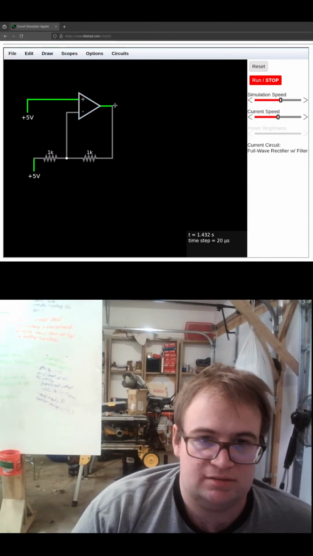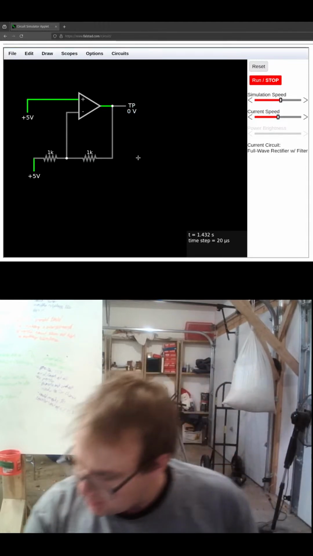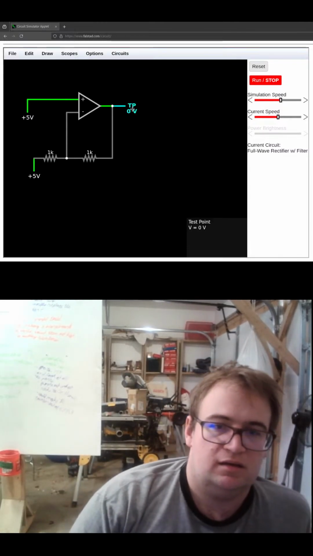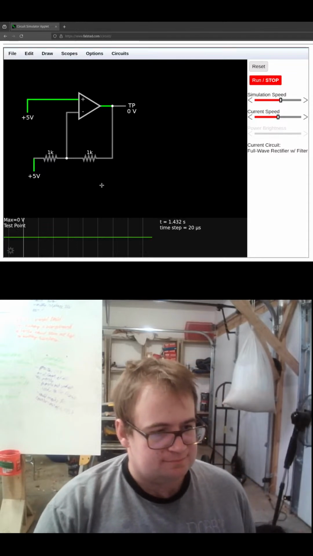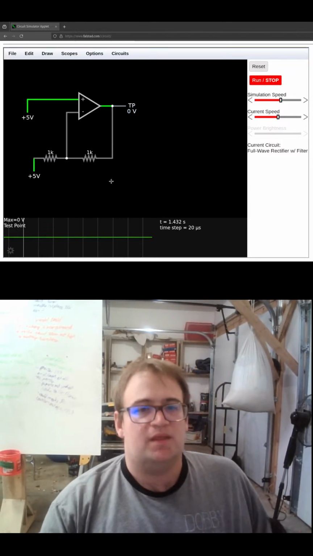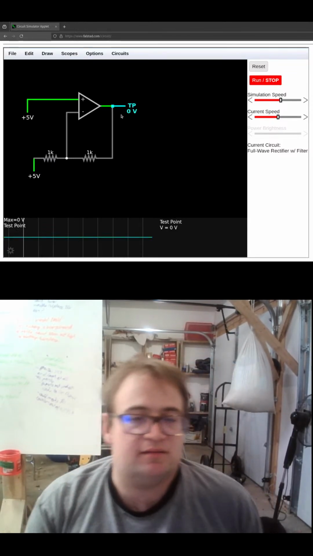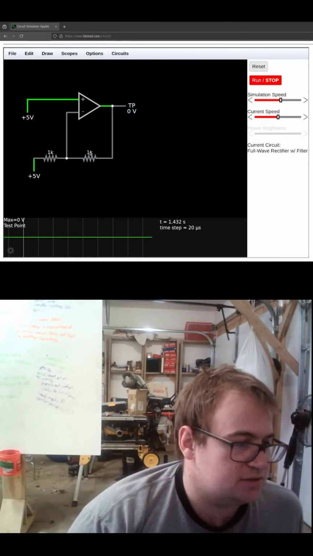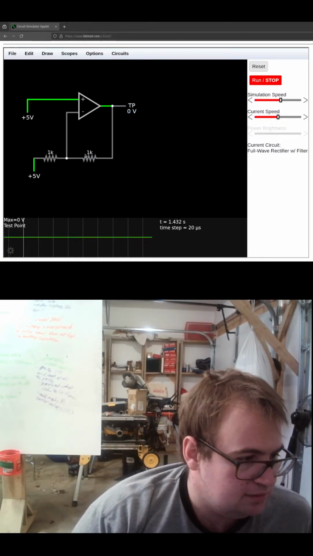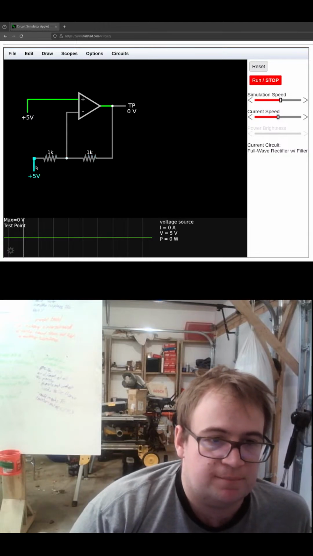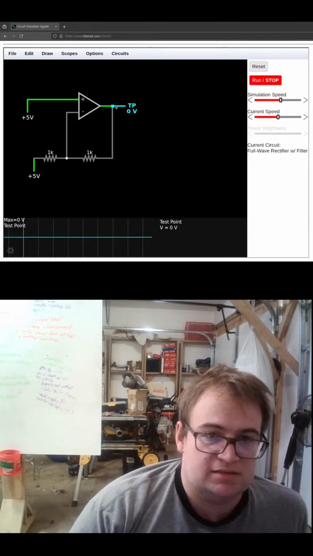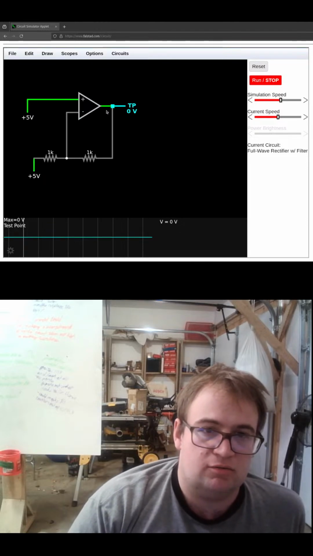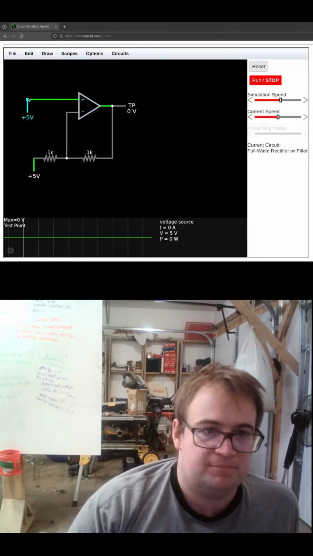Add test point. Just add a test point to the output here. And then I will say view in new scope. There we go. So now we got a test point. 0 volts. Let's see. We got 5 volts applied here.